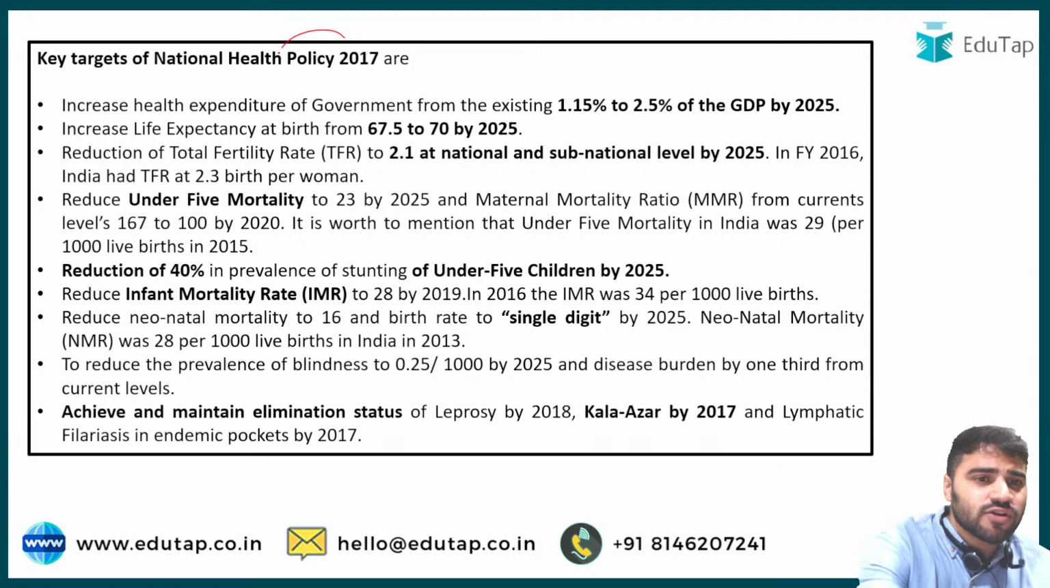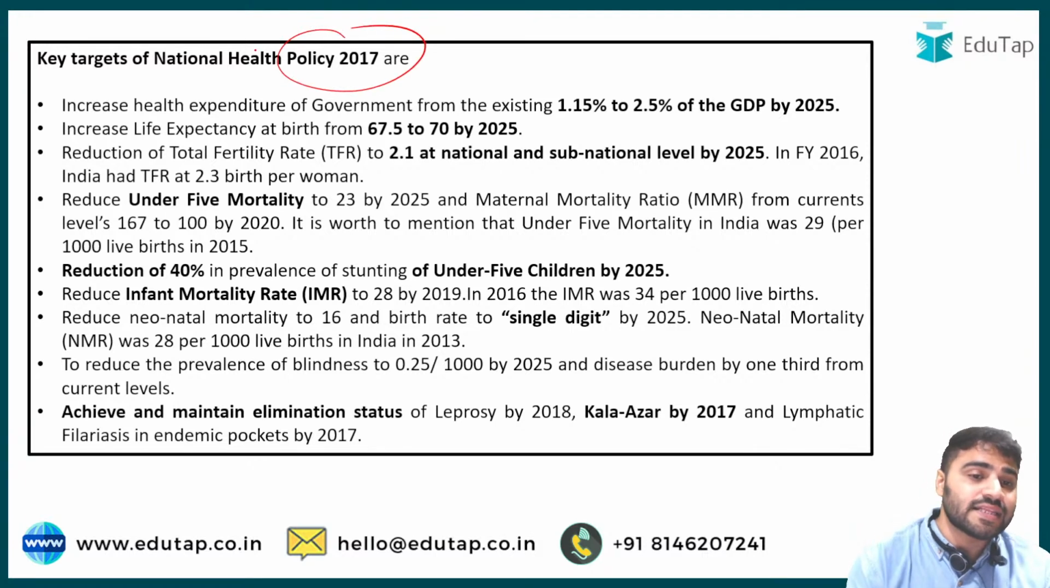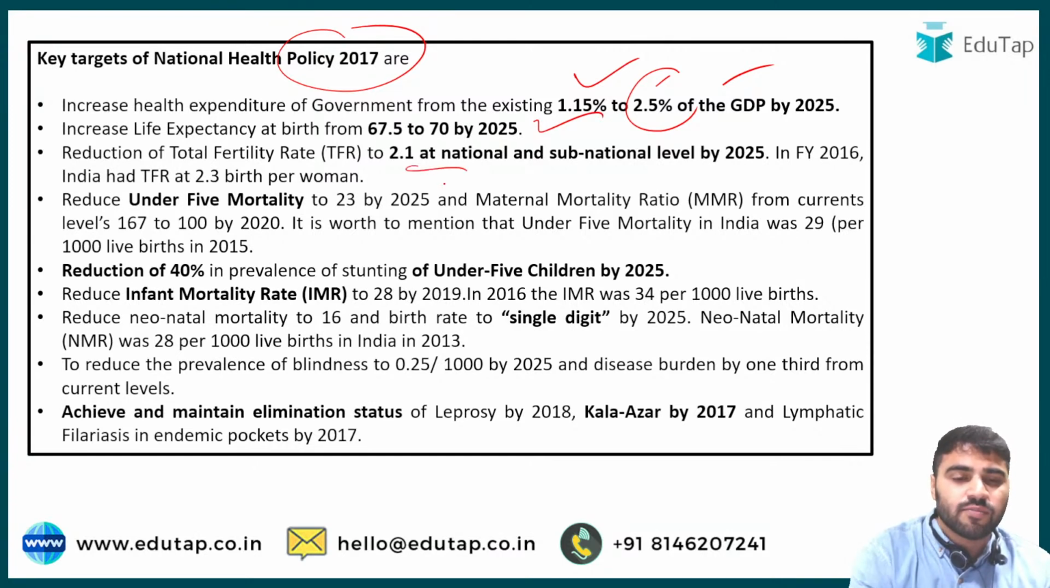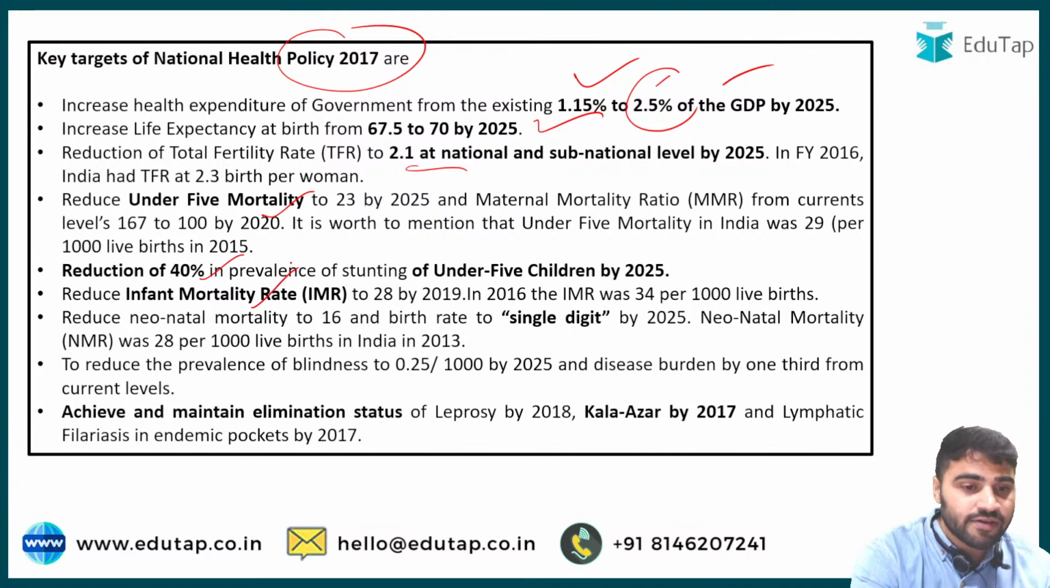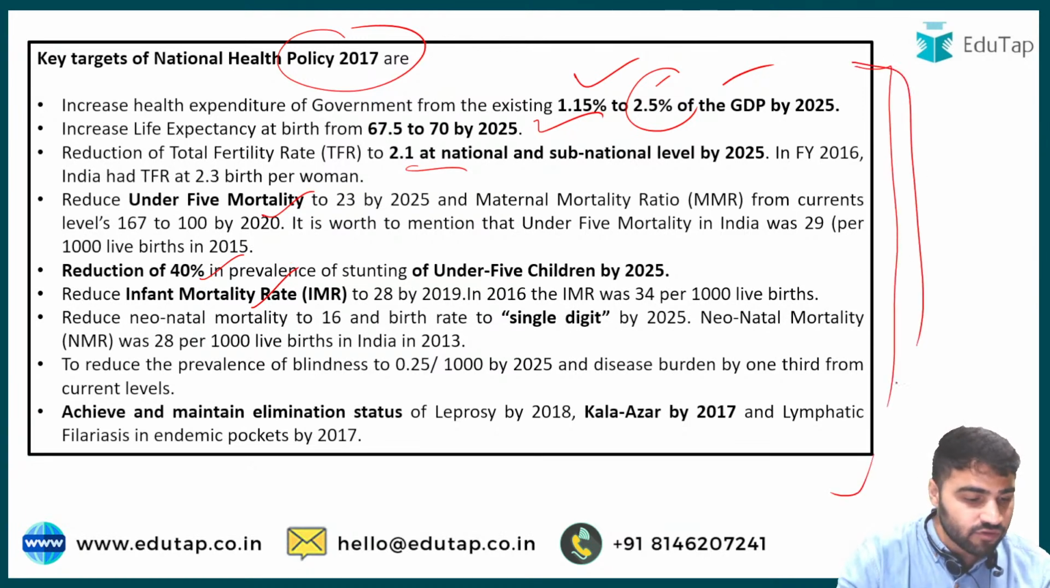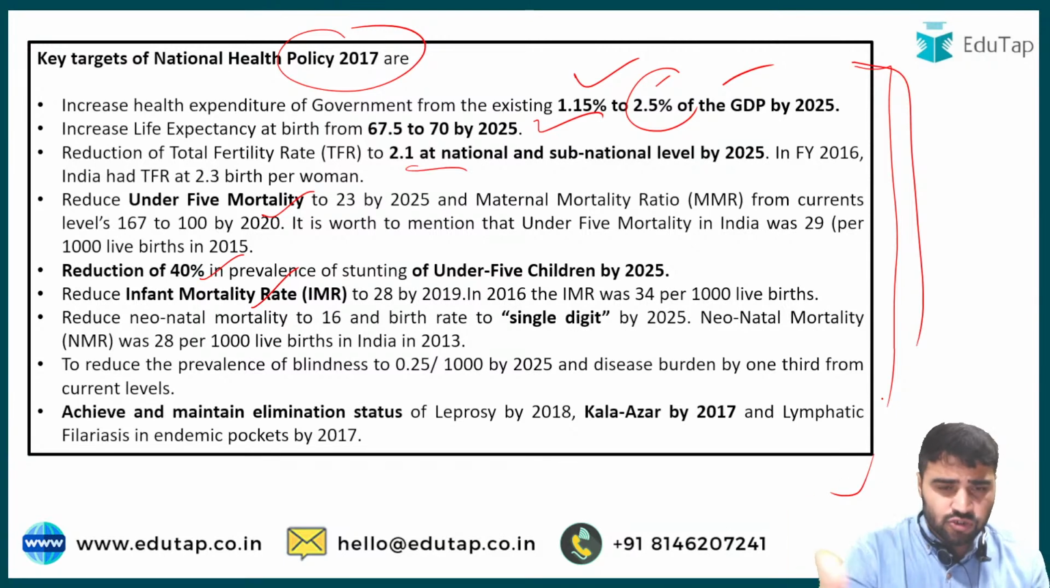So here you can see the key targets of National Health Policy of 2017. Increasing health expenditure from 1.15% to 2.5% of the GDP by 2025. Life expectancy, here it is, and reduction of TFR to 2.1 at national and sub-national level by 2025. Reduce under 5 mortality, reduction of 40% in prevalence of stunting under 5 children by 2025. Reduce IMR, that is infant mortality rate. So guys, these all are very important that you have to have an idea about, right? These should be on your tips. ये आपको याद होने चाहिए because they are very much important, and these kinds of targets and aims can be asked in your examination.